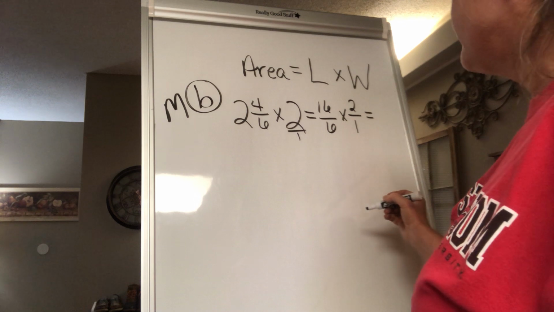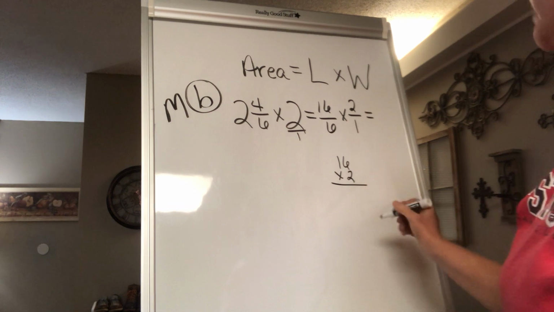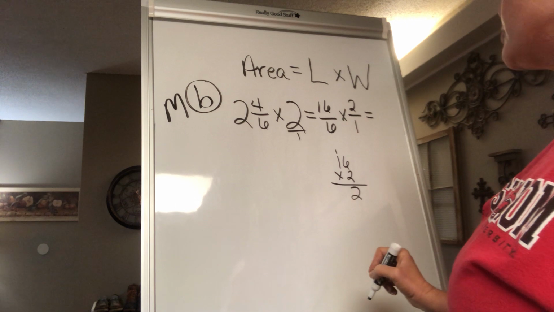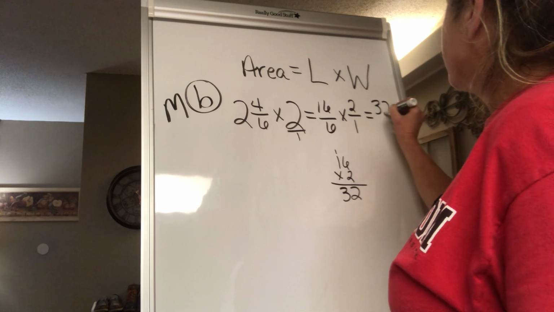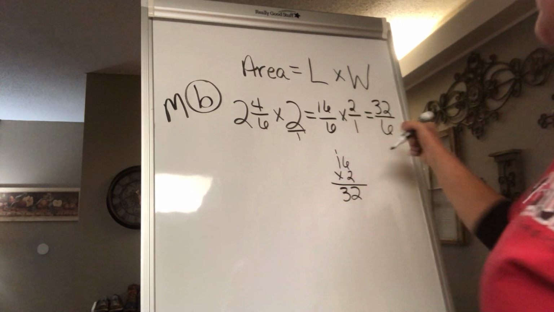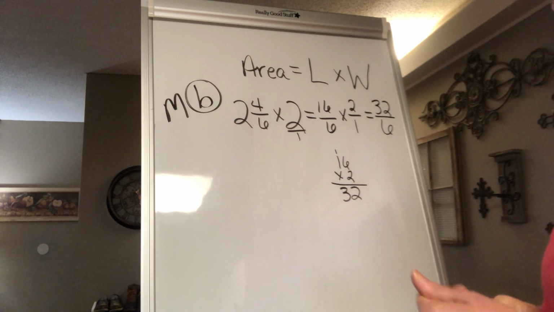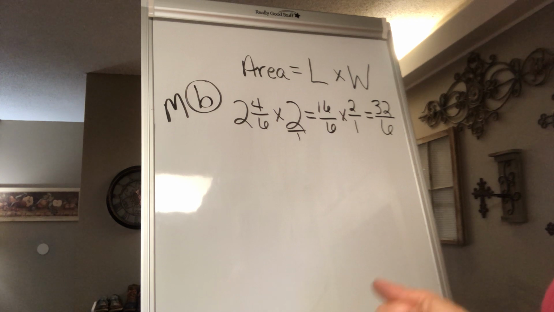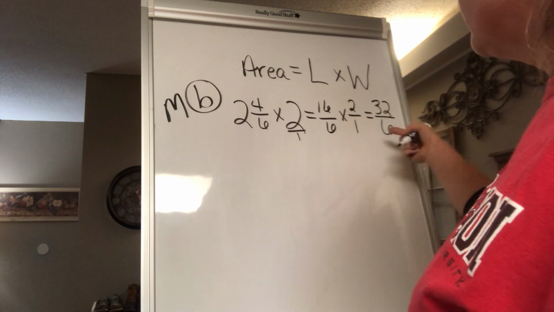16 times 2, if you're not sure, just go to the side and do the math. 2 times 6 is 12. Carry your 1. 2 times 1 is 2, plus the 1 you carried is 3. So you would have 32, and then 6 times 1 is 6. Okay, so if I was telling somebody that the area of the garden is 32/6, that doesn't make a lot of sense. So I know that I can turn it back into a mixed number that makes more sense when you're talking about area. So 32 divided by 6.